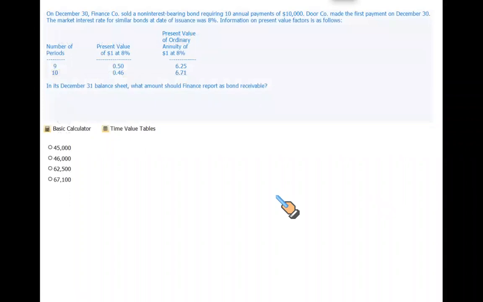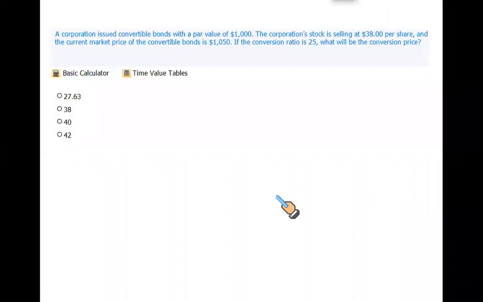So these are the few questions remaining from bonds, and let's first do them and then move on. This question says a corporation issued convertible bonds. Convertible bonds are the bonds that will be converted into common stock at some point in the future. So a corporation issued convertible bonds with a par value of $1,000. Okay, that's the par, the face value or the nominal value.